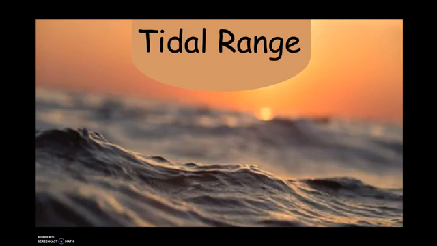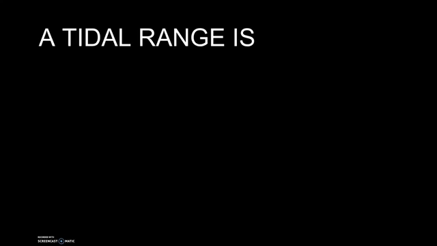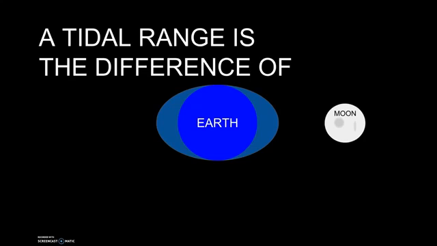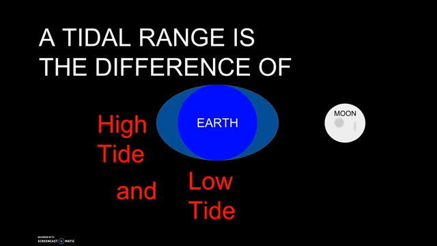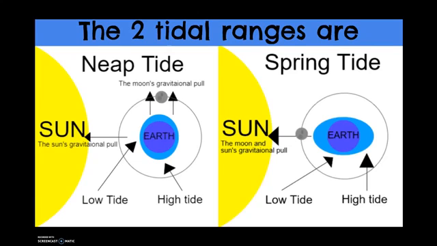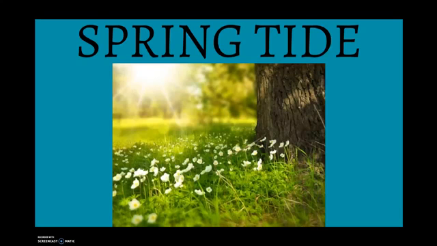Now this brings us to our next point, which is tidal range. Now, tidal range is the difference between high tide and low tide. So if there's a large low tide and a small high tide, the tidal range is low. If there's a large high tide but a low tide, then the tidal range is high. Now, there's two types of tidal ranges. They're neap tide and spring tide.